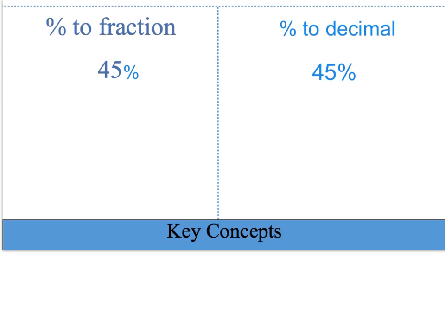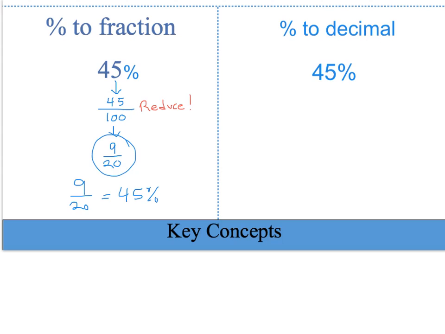Let's change a percent to a fraction. If I want to make a percent look like a fraction, I can take 45 and place it over 100, because a percent is a ratio that compares a number to 100. Now I can reduce this by dividing the top and bottom by 5. So I get 9 over 20. And just know that 9 over 20 is equal to 45%. Both values are equal.